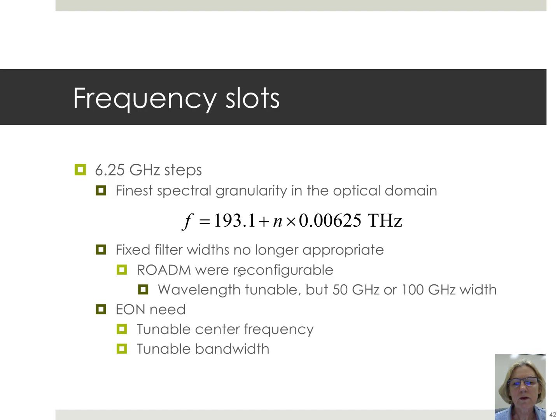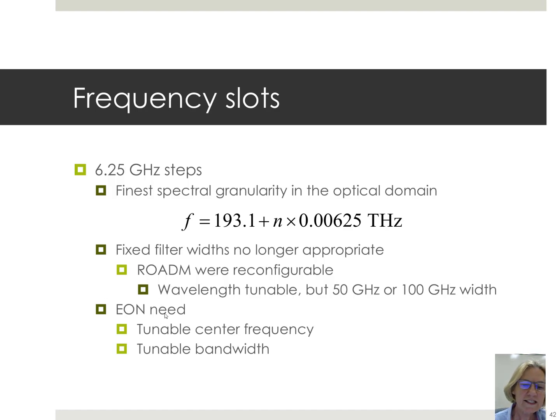So ROADMs were, the R is for reconfigurable. So they were reconfigurable add-drop multiplexers. What we meant by reconfiguring meant that we could choose the wavelength. But when we bought them, they were either 50 gigahertz or 100 gigahertz ROADMs, and what we could change was the wavelength, among a couple on the fixed grid for WDM.